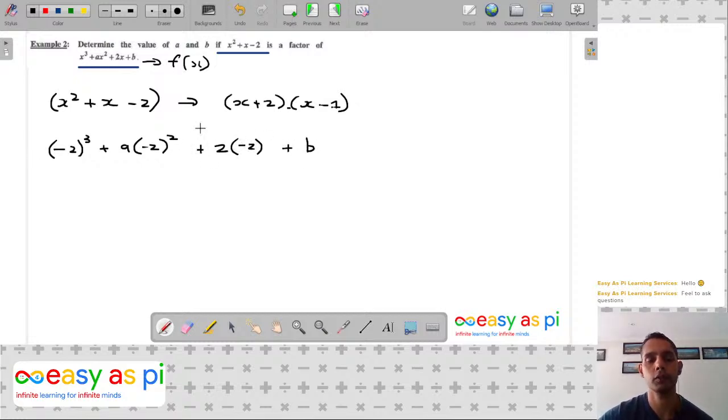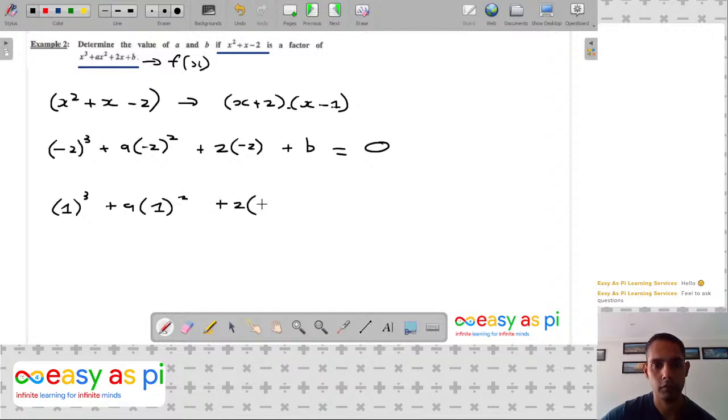Now, what is that going to be equal to? Well, these are factors. That's going to be equal to 0. And then I also know that f at 1, so let me plug in 1. Same thing: 1 cubed plus a times 1 squared plus 2 times 1 plus b is equal to 0.